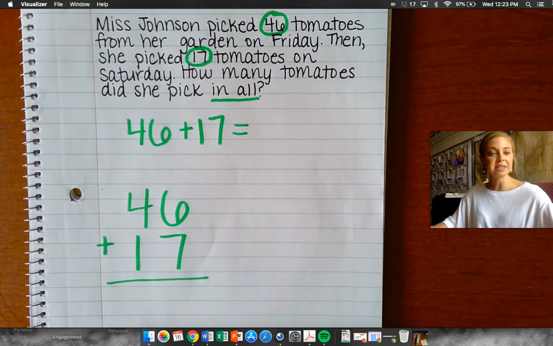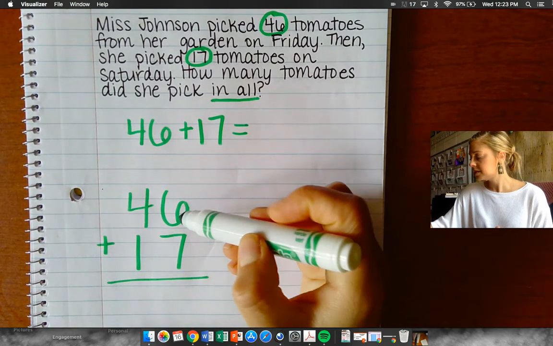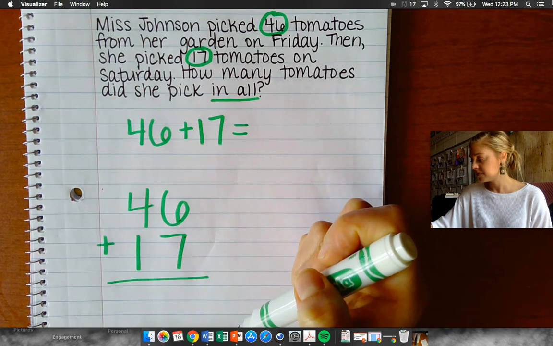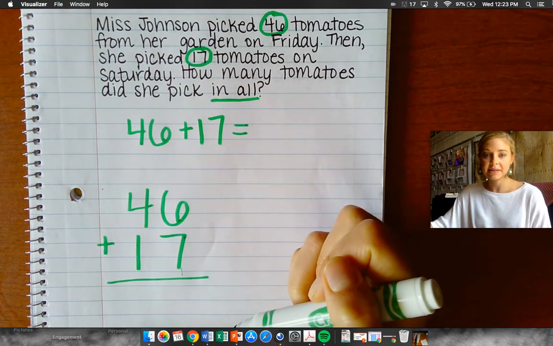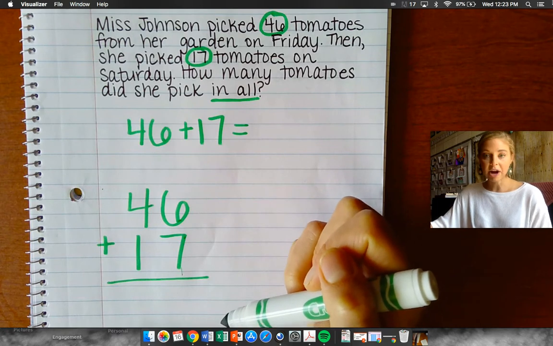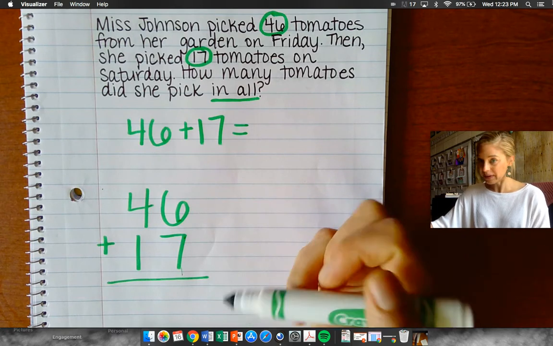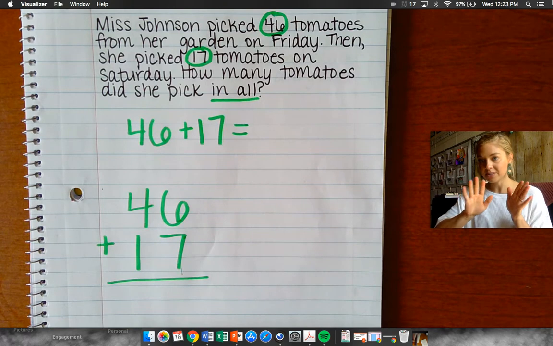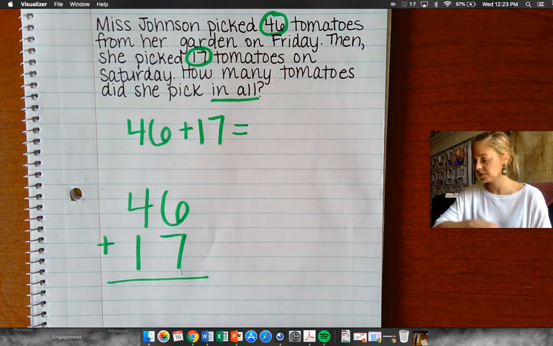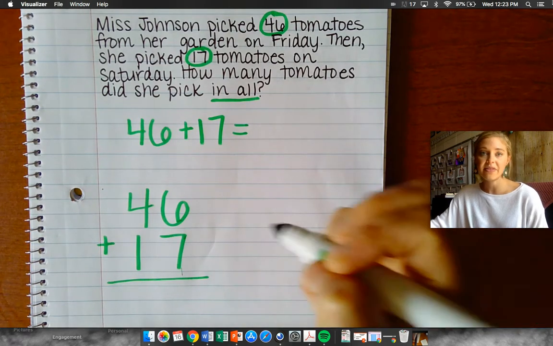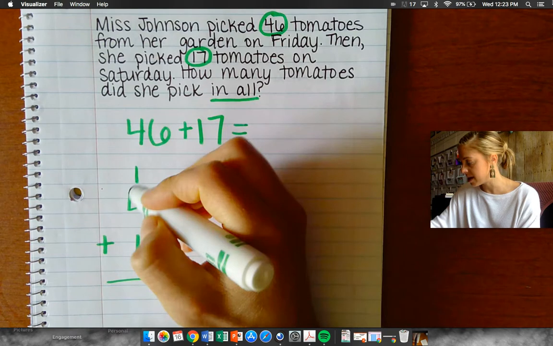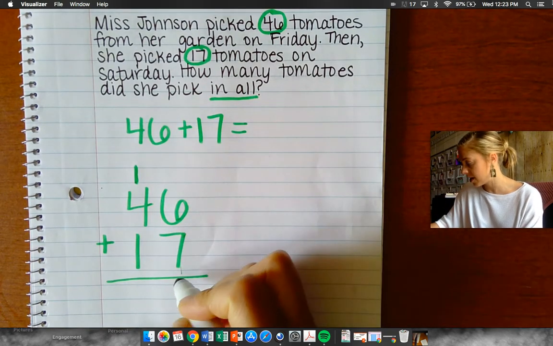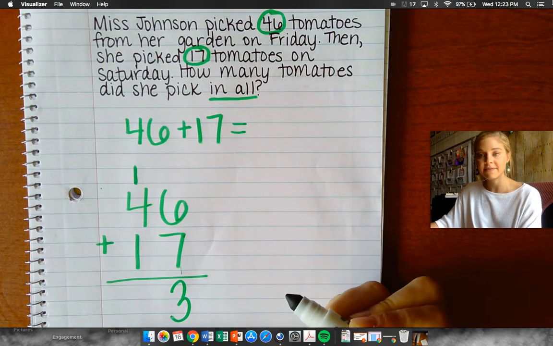Okay, I'm almost done with this problem. 6 plus 7, that is my first step here, because we always start in the ones place. So what I would like for you to do is figure out what 6 plus 7 is in your head real quick. And you could even use your fingers to count if you need to. And that answer is 13. So I made a new 10 here. Have to carry that over. And then 3 ones left over.